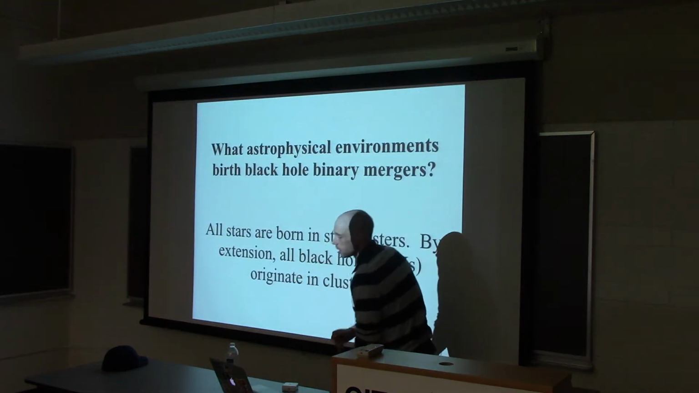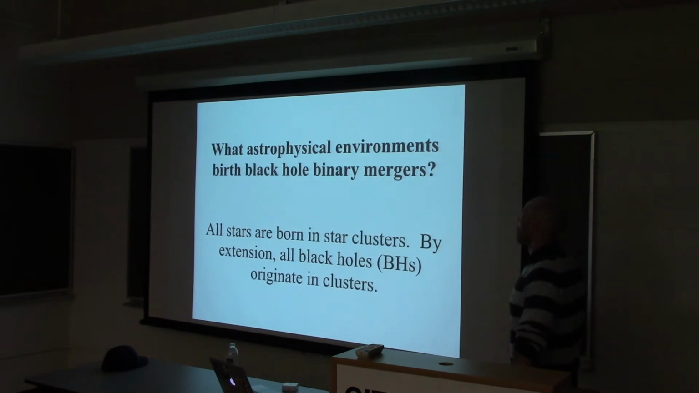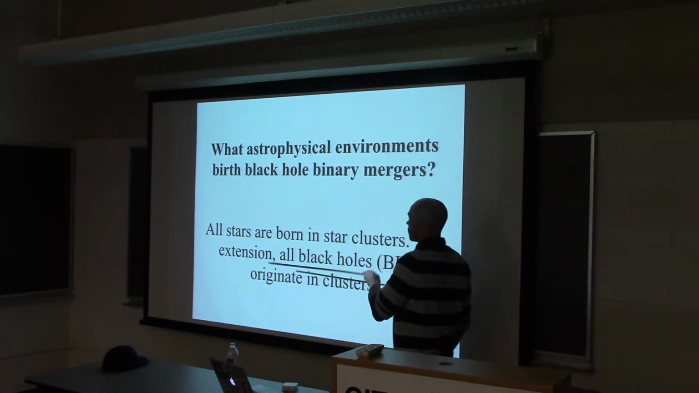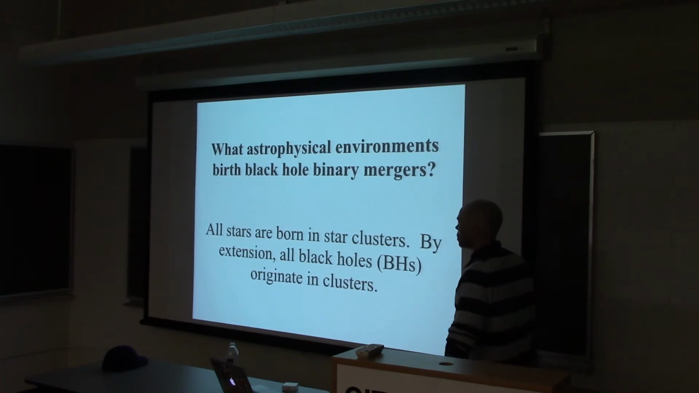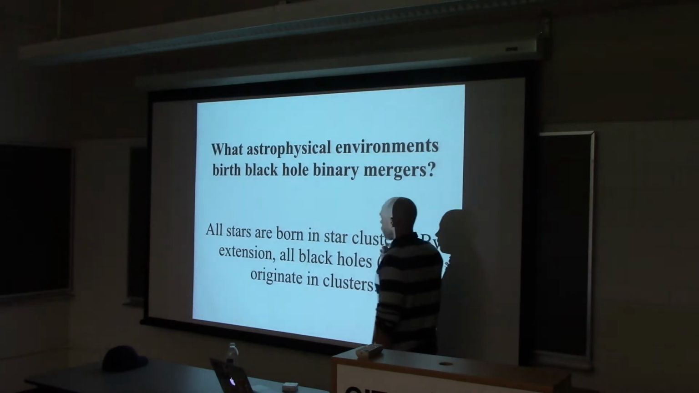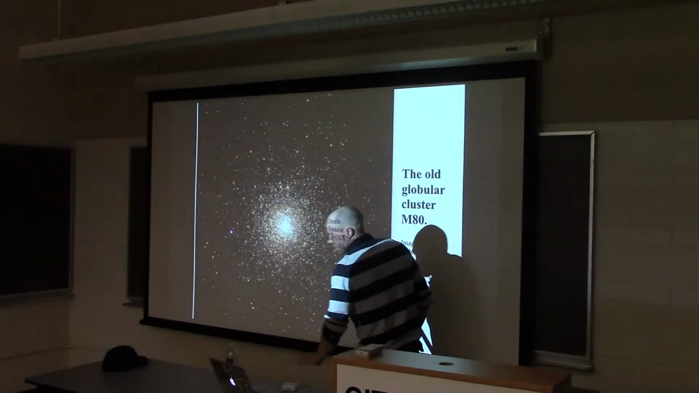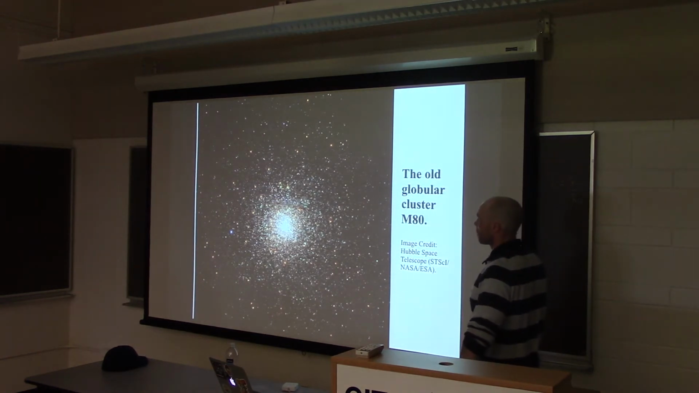Okay, so let's get into this question. What astrophysical environments birth black hole binary mergers? Currently an open question, but we know that all stars arguably are born in star clusters, and by extension, we think that all black holes should also originate in clusters. And so what do we think these clusters actually look like? So a popular choice are globular clusters that exist, for example, in the halo of the Milky Way.